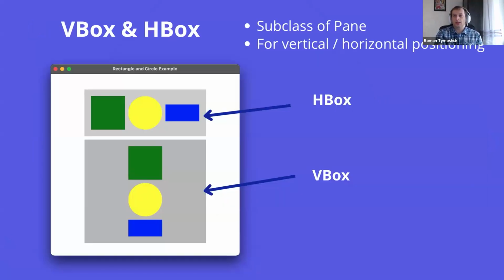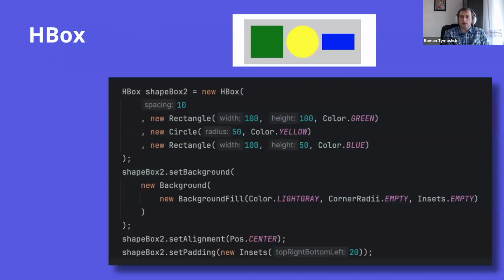we can have a different way of organizing the components in your view. We have vertical boxes and horizontal boxes, VBox and HBox. All of them are subclasses of pane, and obviously they are created for organization in vertical and horizontal positioning, as you can see in the example screenshot. So we have a rectangle, circle, and square, and they are organized vertically and horizontally. Let's take a precise look into the code.